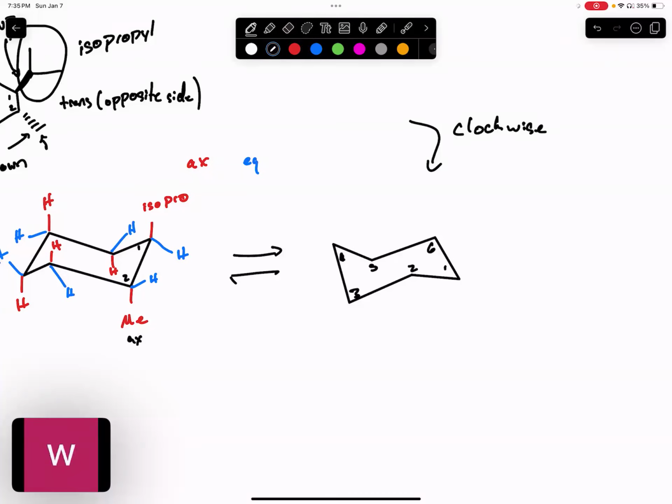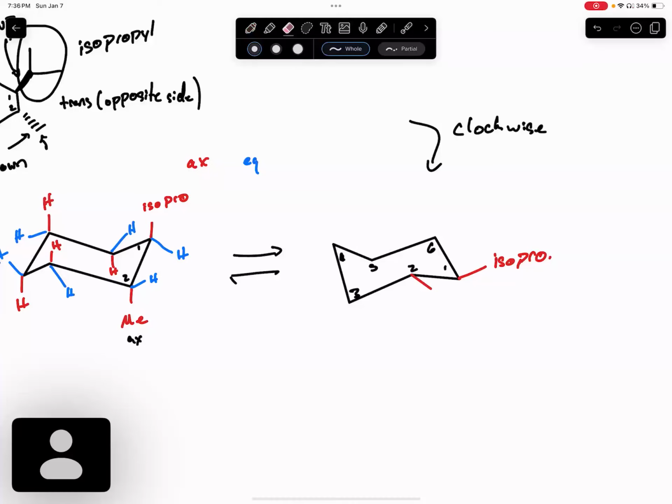Carbon number 1 is isopropyl. What position is it in? Equatorial up. Yes. Correct. What about the methyl group? Equatorial down. Yes. Good job. Perfect. Good job. And so I have a question.